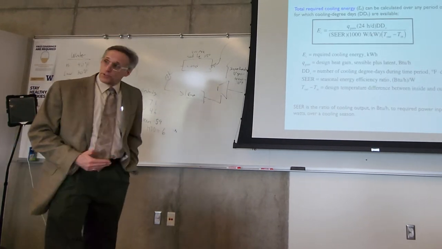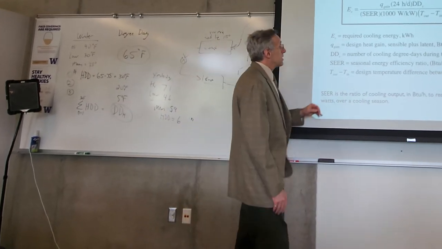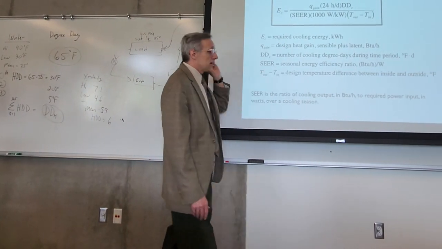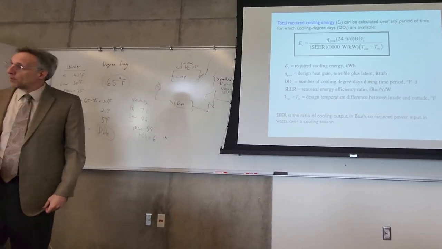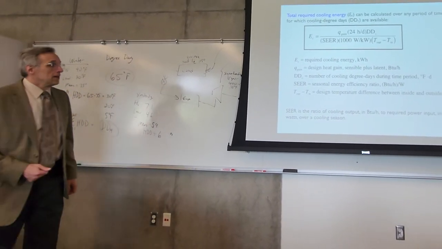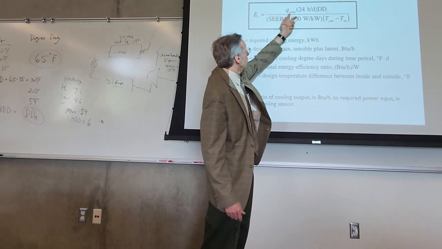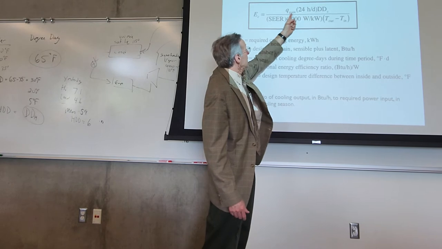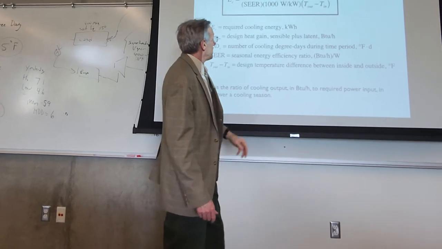And then similarly for summer, the calculation is very much the same, except the units are different because most air conditioning systems are run by electricity. So we use the gain for the cooling load, sensible cooling, times 24 hours in a day, and then the cooling degree days.